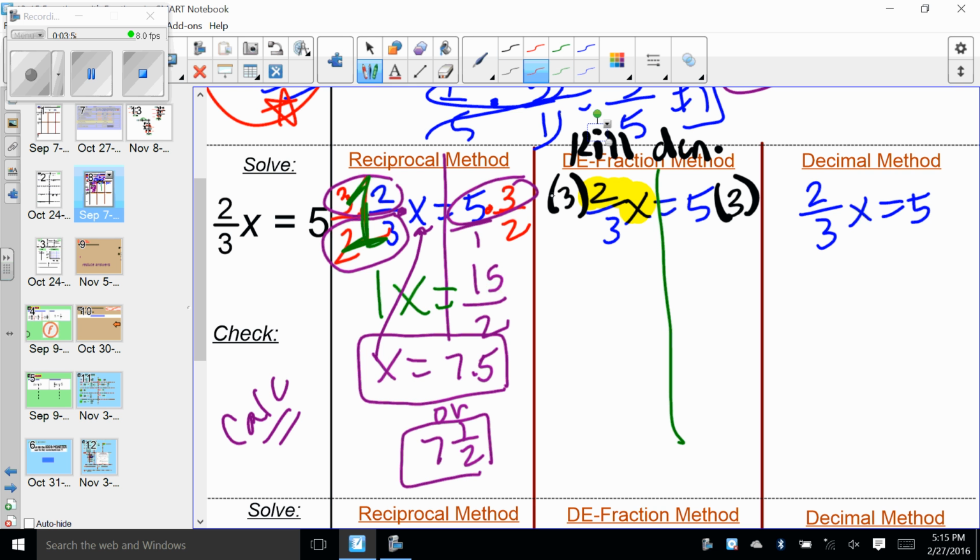Working left to right then, those cancel and I get 2x on the left-hand side. On the right-hand side, I have 15. So I have 2x equals 15 is what I meant to say. Sorry about my mistakes so far in this lesson.